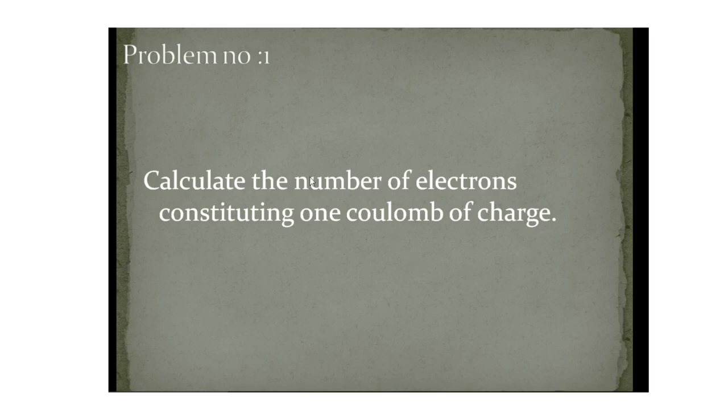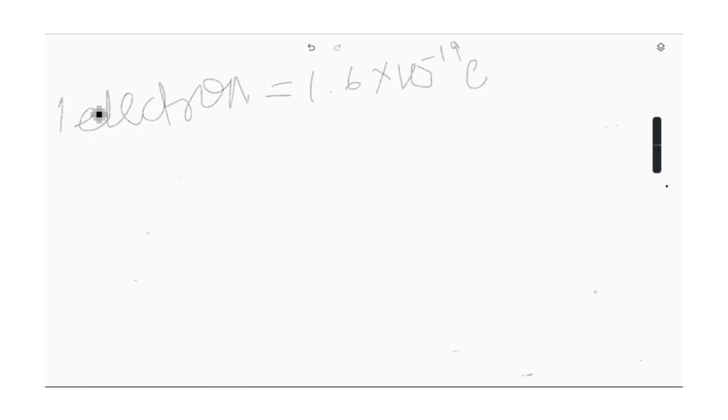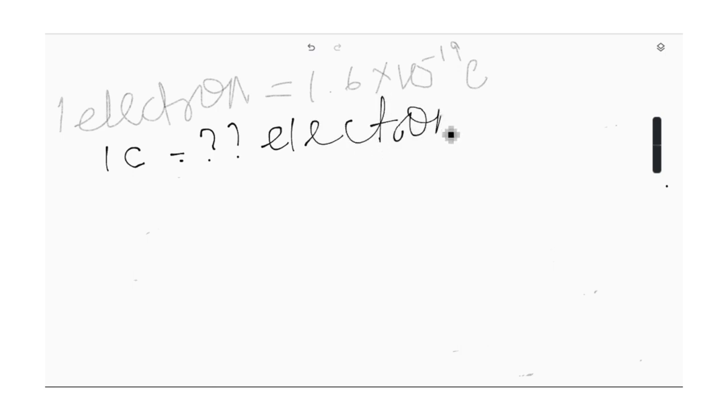So here is problem number 1. Calculate the number of electrons constituting one coulomb of charge. Okay, we know that one electron carries a charge of 1.6 × 10^-19 coulomb. Now what we have to find in this problem: if the charge is 1 coulomb, then how many electrons there will be. We have to find how many electrons. So we will follow the unitary method.